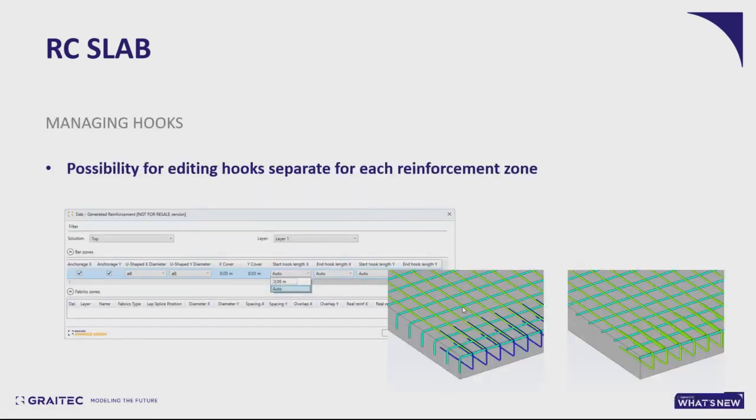Now you can also manage the hooks at the edges. As you know, in advanced design, to define the rebars inside the slab, we always define some zones first. So now you will have the control to edit the hooks separately for each reinforcement zone. And you can even add and set the diameter, the cover value, and other parameters separately for each reinforcement zone when you are defining this type of rebars for the slabs.